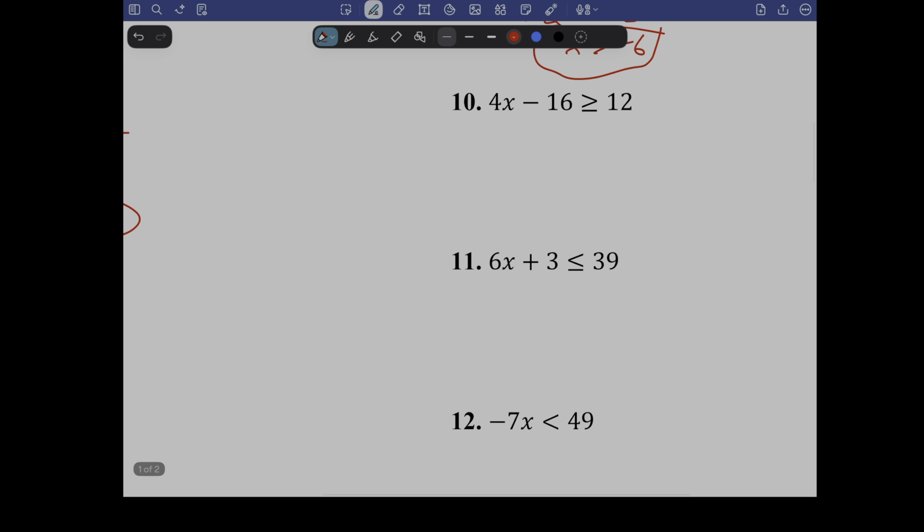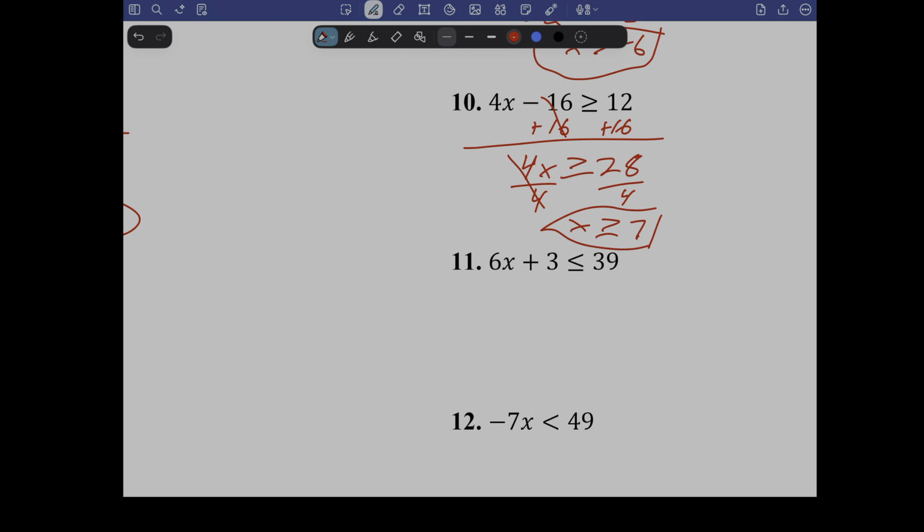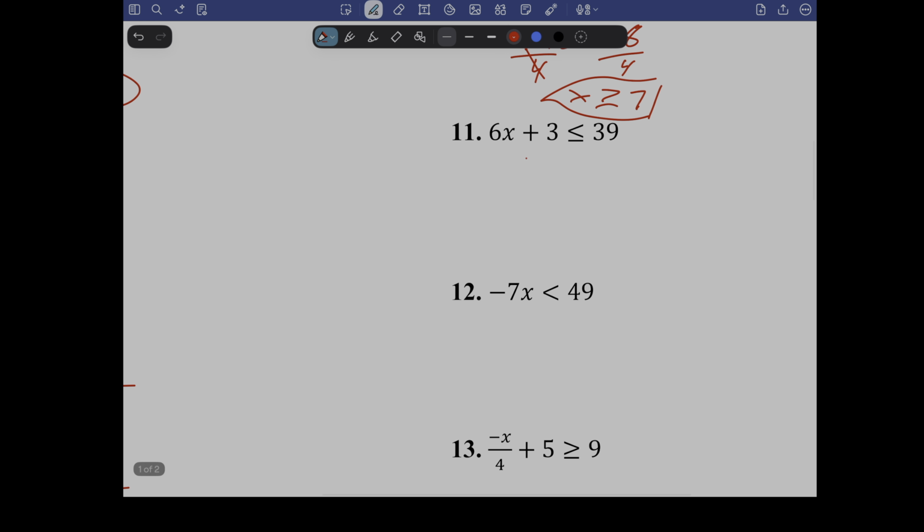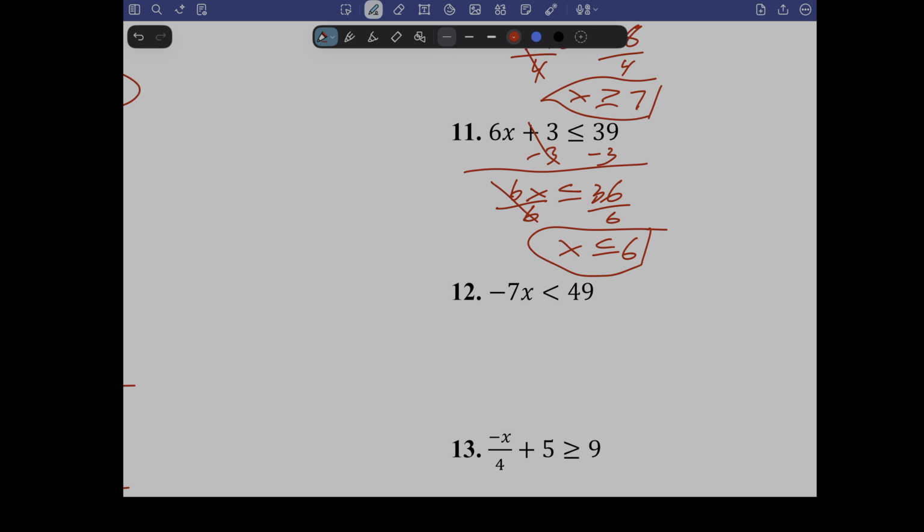Okay? Number 10, I'm going to go ahead and add to both sides. I'm going to get 4x is greater than or equal to 28. I've done no multiplying or dividing by negative numbers, so I don't change a thing. Okay, let's keep going. I'm going to subtract 3. That's okay. Don't worry about it. I know that there's a negative number, but I'm not multiplying or dividing. Now I divide by a positive. That's okay. And I'm just going to keep it going.